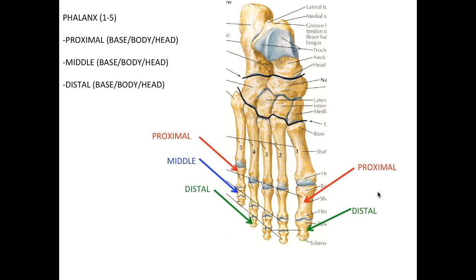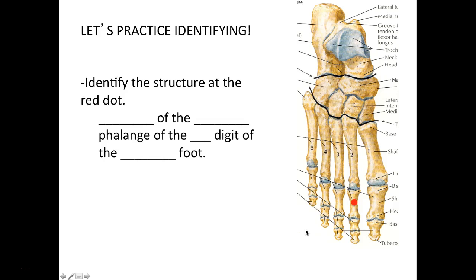And our phalanges, like I said, will be the same as the hand. So each of these proximal, middle, and distal phalanges will have a base, body, and head. Keep in mind that that first digit will not have a middle phalange. So it just has that proximal and distal phalange.